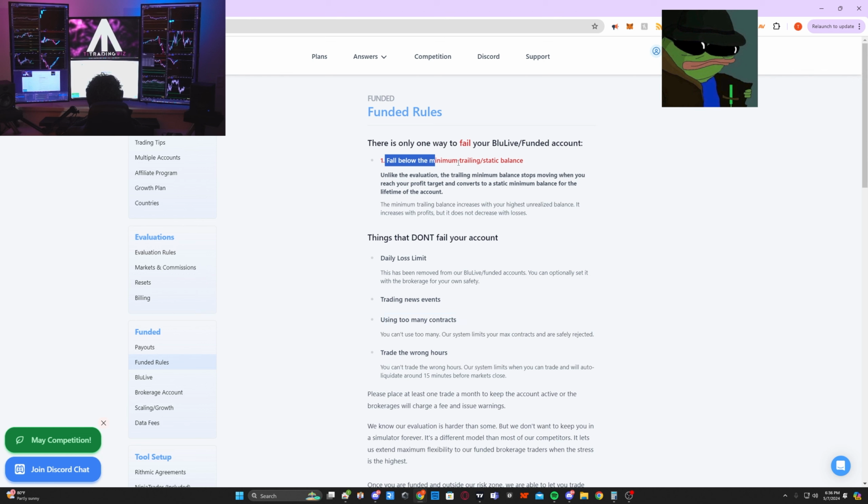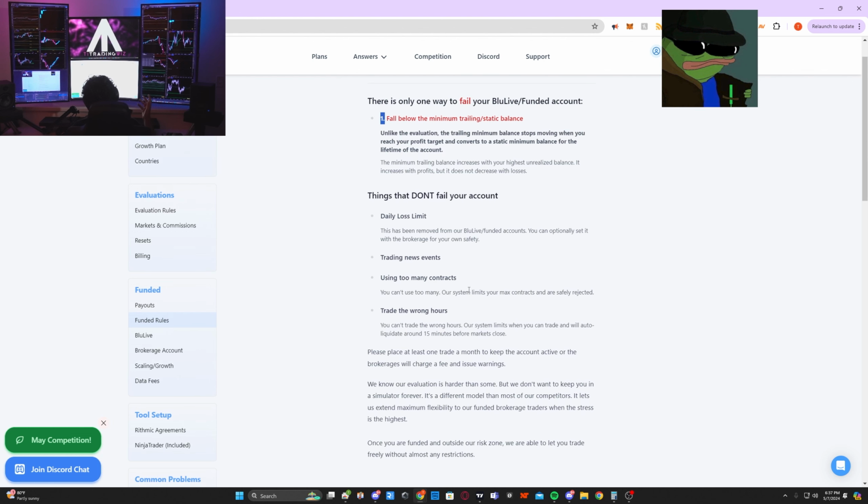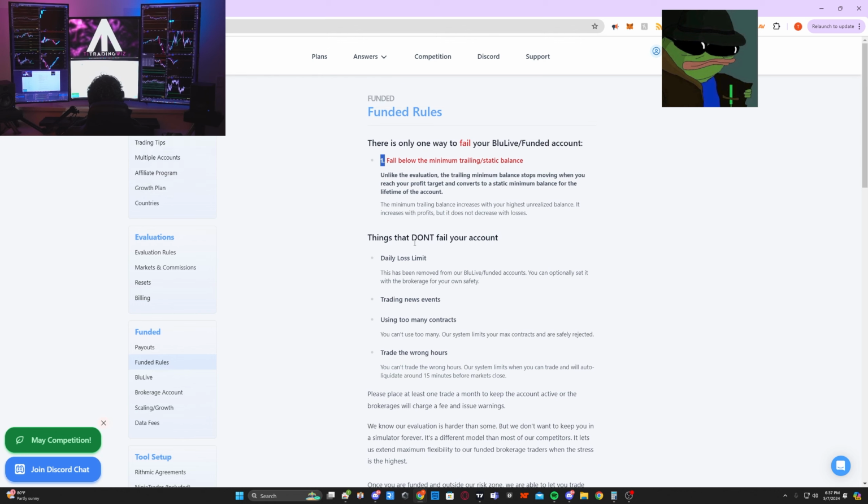The only thing, number one, will be your static trailing balance. But the rules are really, really simple compared to other prop firms. And I've heard from a lot of my friends that have got big payouts from BluSky that they've had no problem. So I've never heard anything bad about the payout process with them. Just something for people to keep in mind.